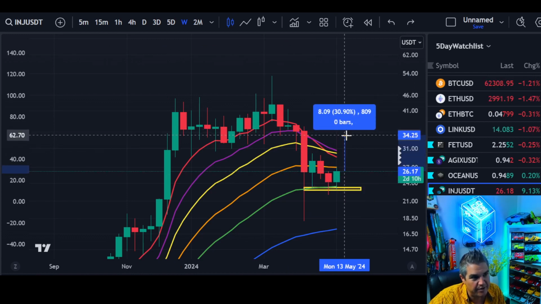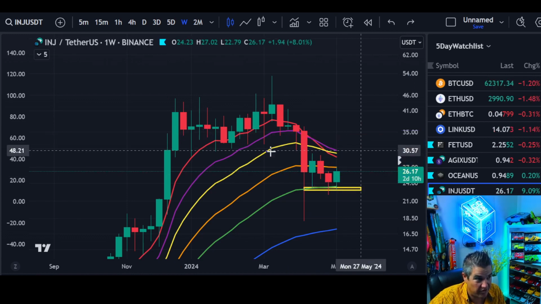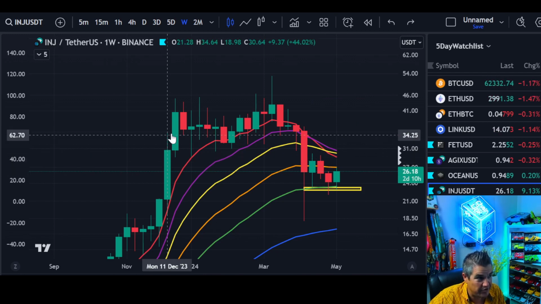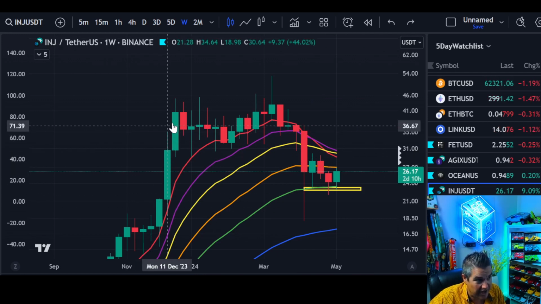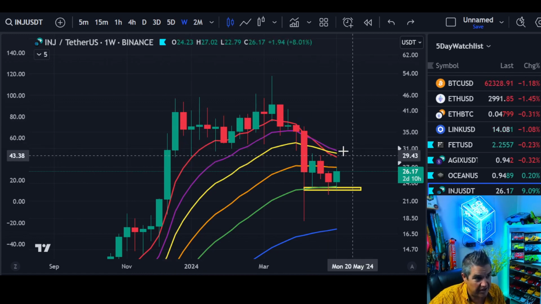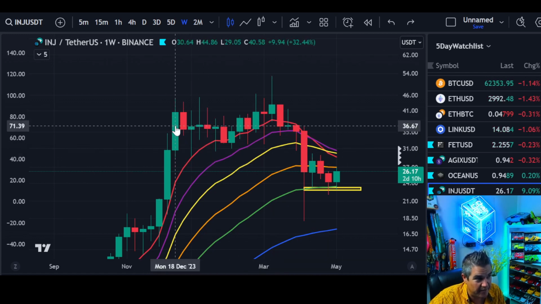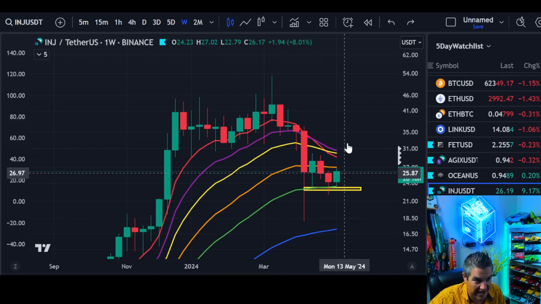What we need to be looking at is about a 30% move. Can Injective do that? Well, there's a 44%, there's a 32%, there's a 22%. So obviously it moves when it wants to. It hasn't happened in a long time. December of last year is the last time that happened, but that is what we would be looking for, substantial evidence that the bulls are back for Injective.